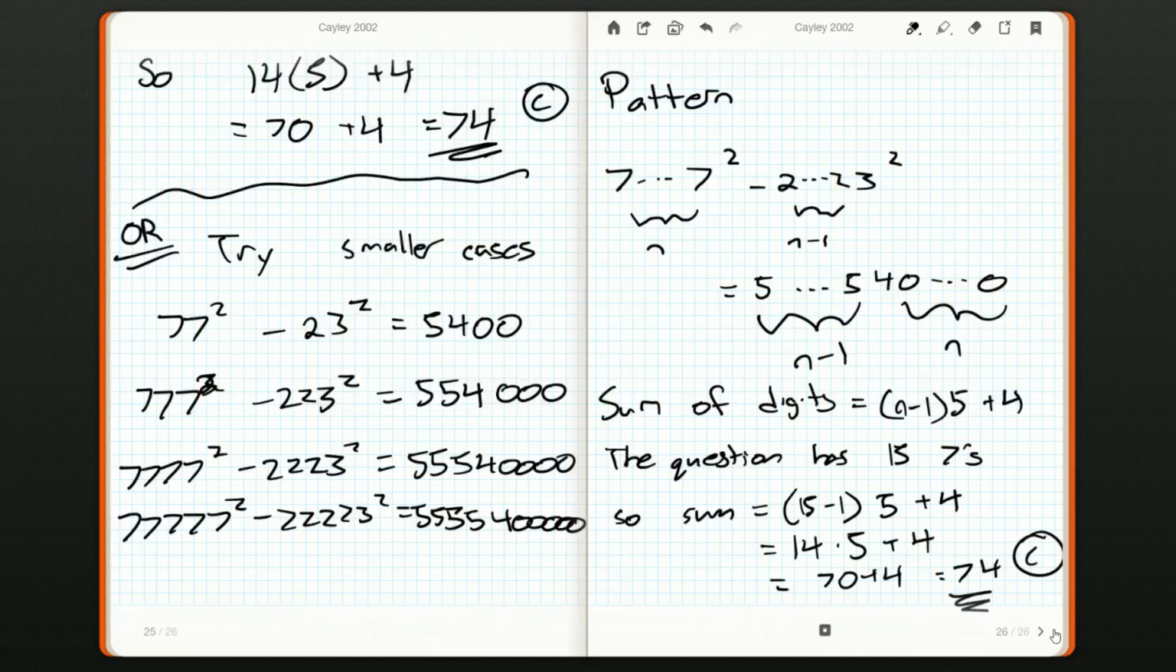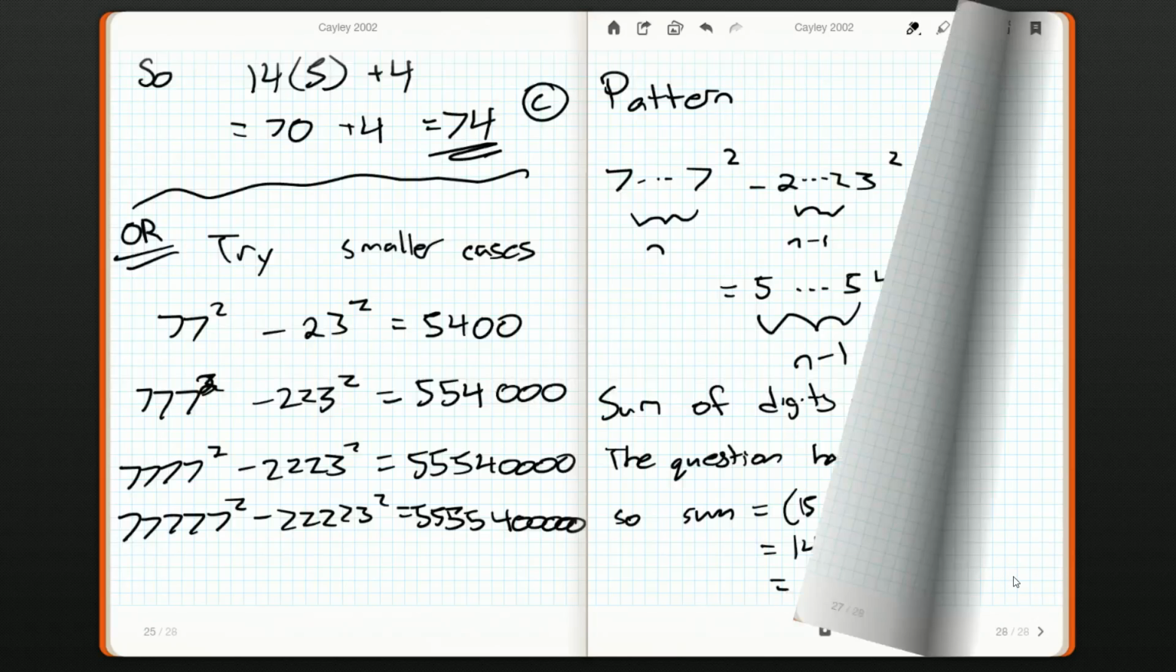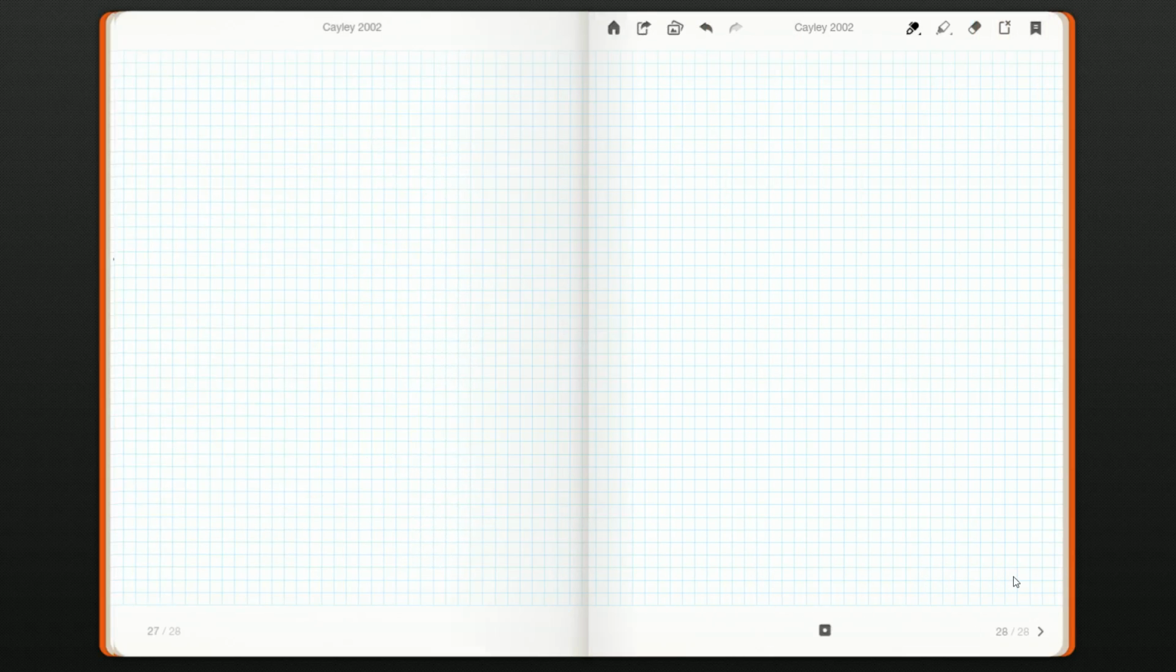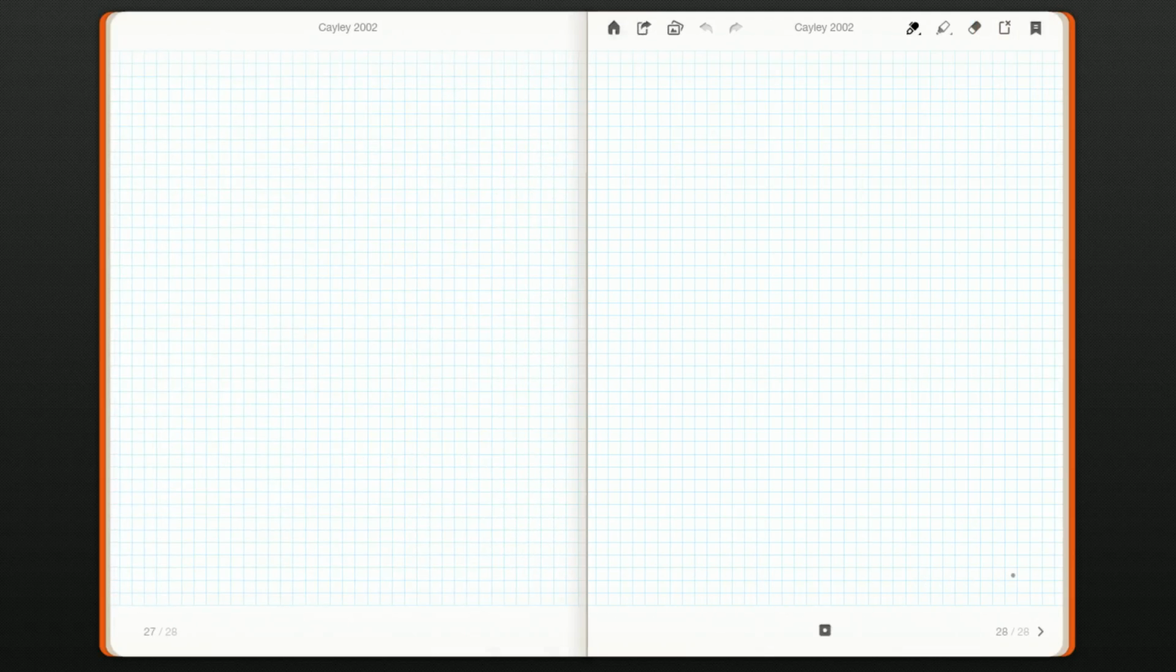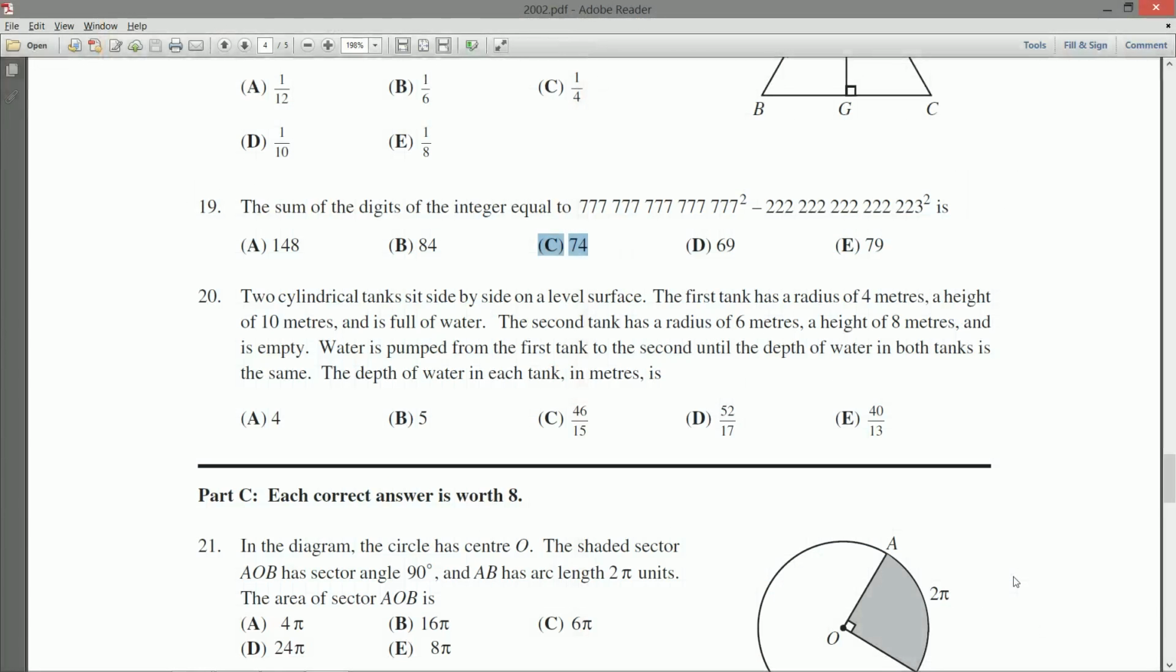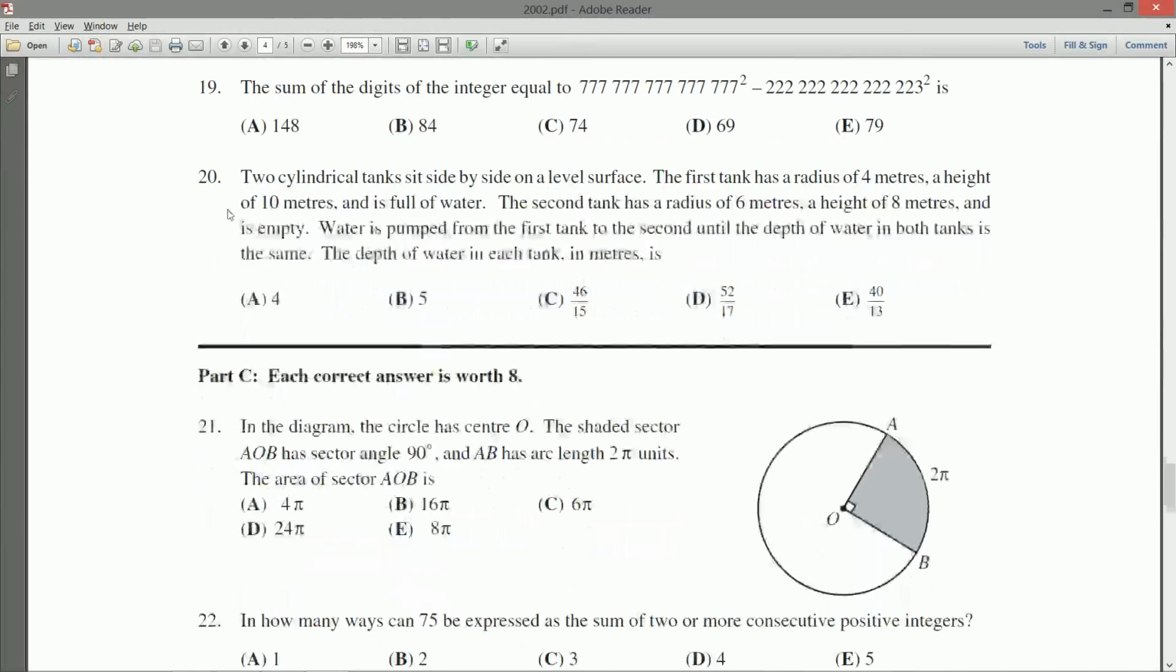Okay. So that was a nice little question. It probably looked a little scary, but we had two approaches we could have applied to it. And I like that. I like when there's two different ways we can do the question. Okay. So that wraps up question 19. We're on to question number 20. And hopefully you guys will join me for question number 20 in the next video, and I'll see you there.